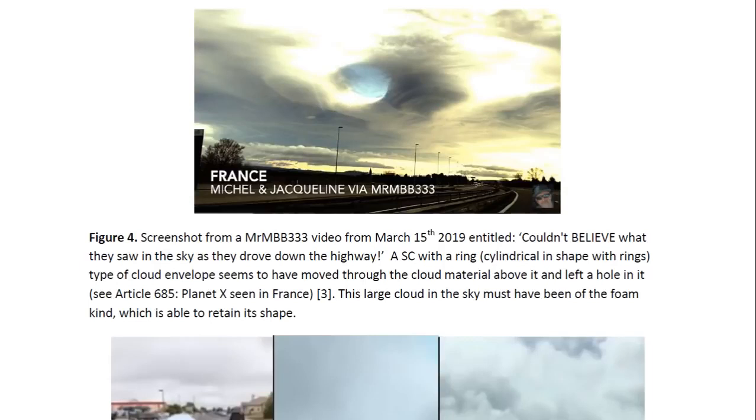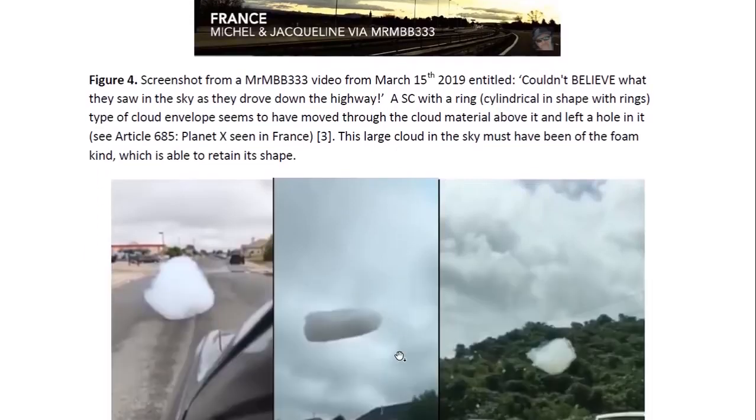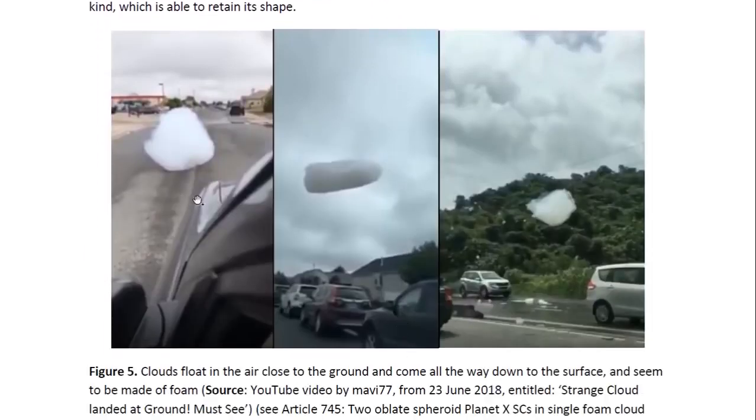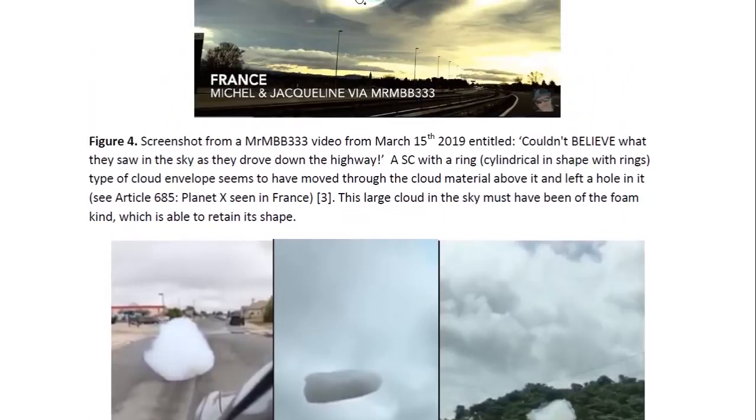Now, normal cloud, which is gaseous, cannot retain the shape where it has a circular hole in it. So it seems that this object actually moved through the cloud and left a circular hole. And this means that this material is solid. It's able to hold its shape. So this is a different type of cloud material, different type of material which some of these stellar cores create. And you can see some more examples of what is most likely this type of cloud material.